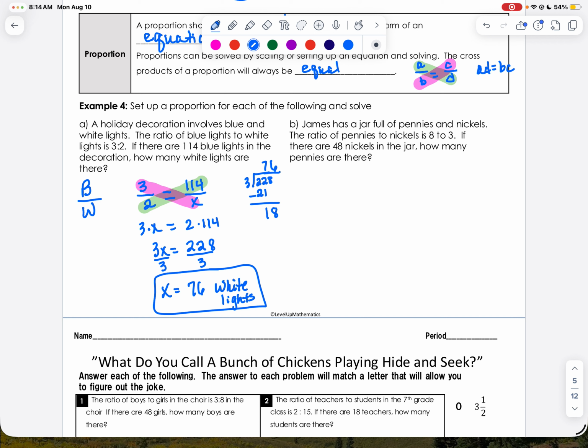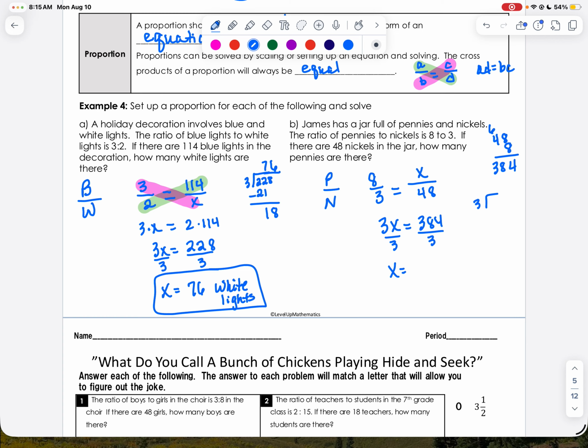All right, welcome back. I compared pennies to nickels, and it said the ratio of pennies to nickels is 8 to 3, so that was my first ratio. And then it told me there were 48 nickels, so I had to make sure to put the 48 on the bottom, and I put an X here. So if I do my cross products, 3 times X is 3X. 48 times 8, let's see what that is. That would be 4, 6, 32, and 6 is 384. Then I divided both sides by 3.